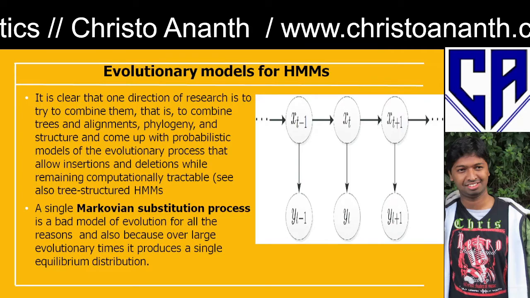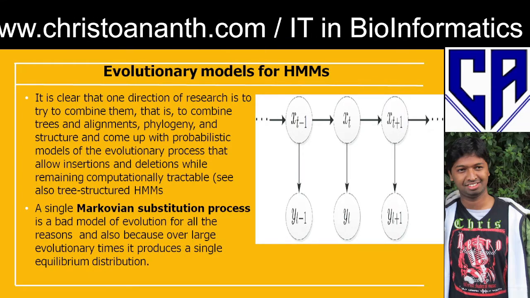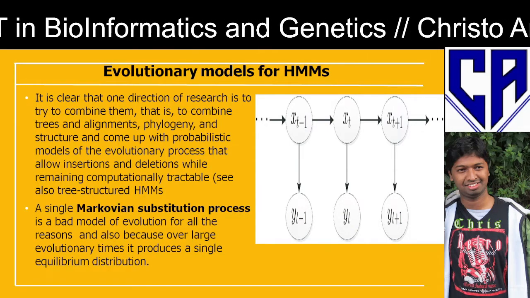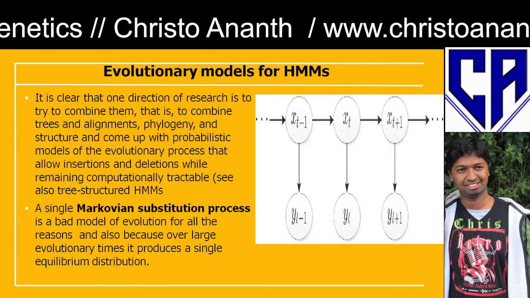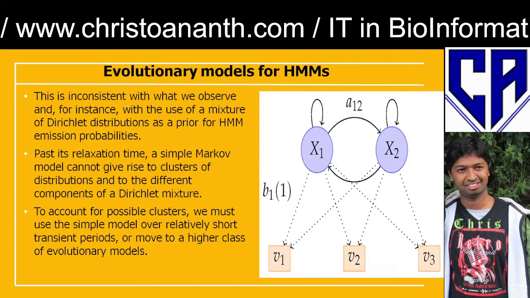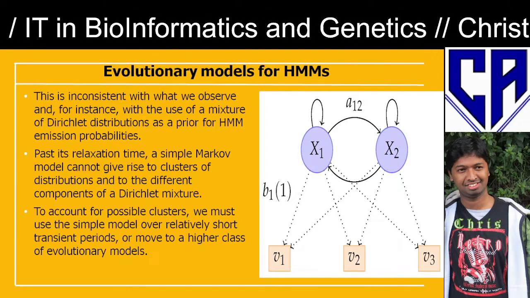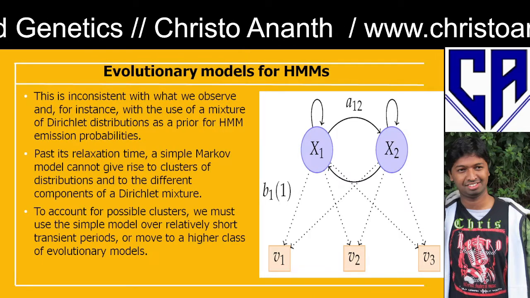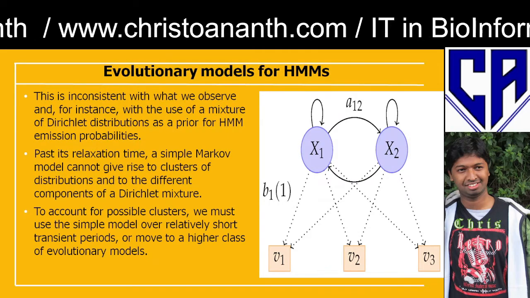So we'll have trees, alignments, phylogeny, as well as the structure, which come from the probabilistic models. The Markov substitution process is an evolutionary model. We have evolutionary times and a stationary equilibrium distribution. Here we have two states, x1 and x2, and v1, v2 and v3, so everything is connected with the neural network. We'll have a simple Markov model, with different clusters of distribution, each having a Dirichlet mixture.